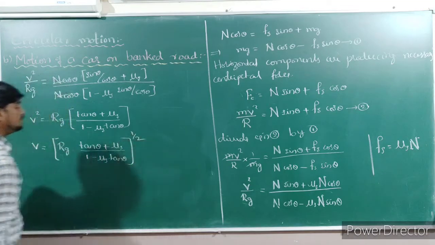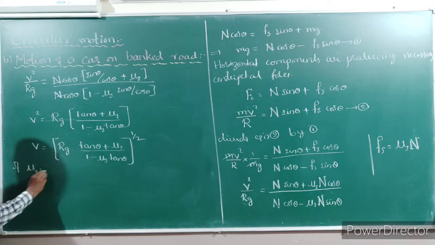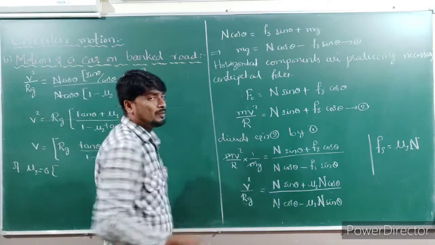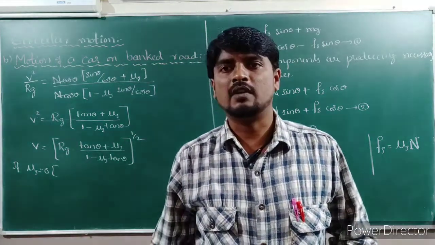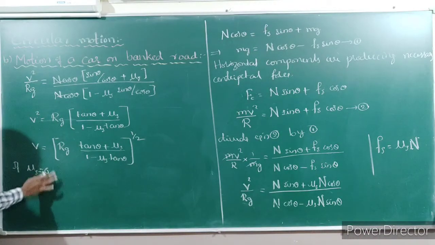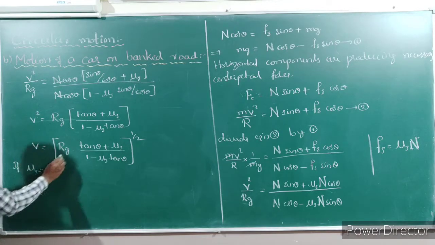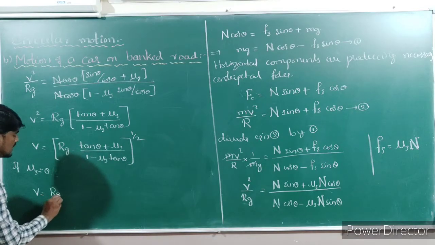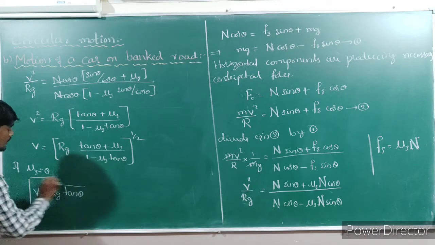To this equation, suppose μs is equal to 0. Why μs equal to 0? Because, as I said, for the motion of the car on a banked road we want to decrease the static friction to a zero level. That means the coefficient of static friction should be 0. If μs equals 0, then it becomes v equal to the square root of rg tan theta.